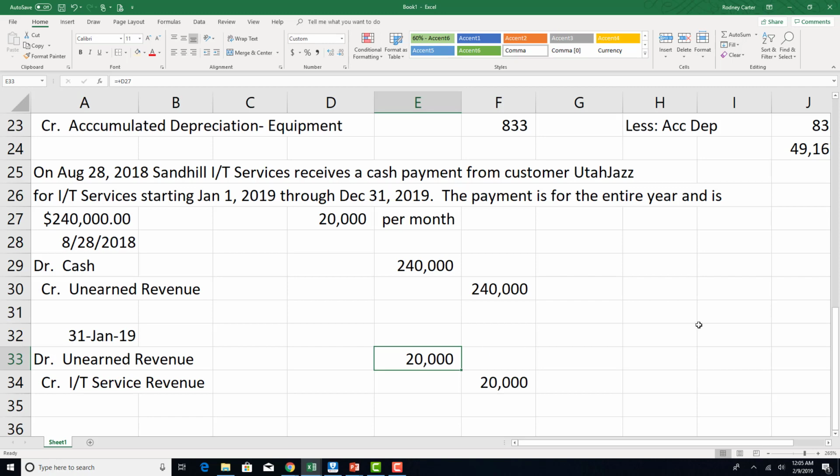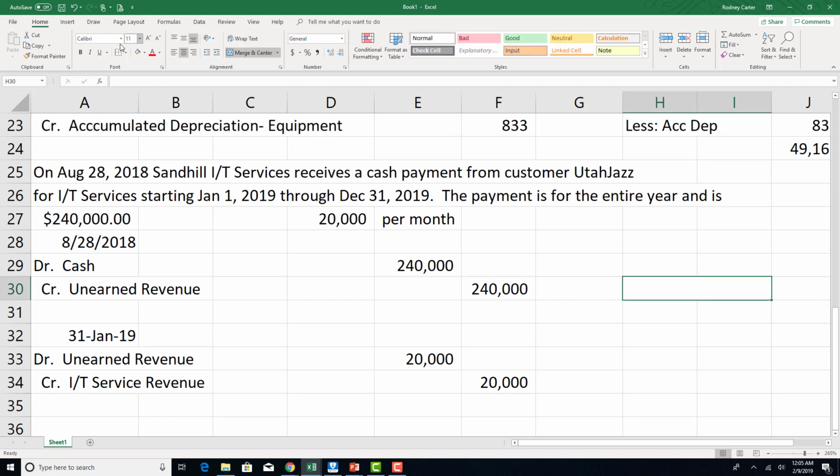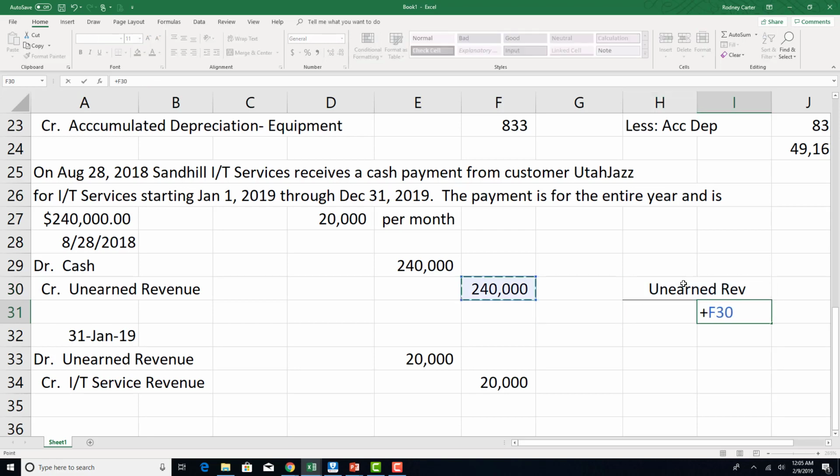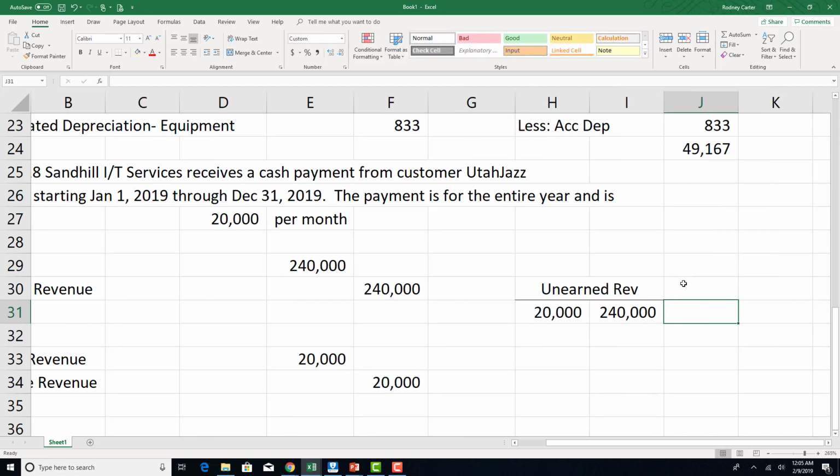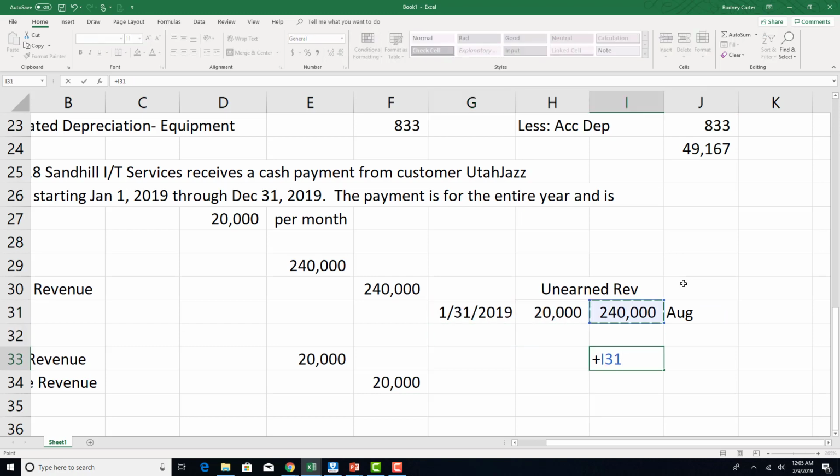What's the balance in unearned revenue right now? That's the question I have for you. The balance is, we started with 240, and then we made this adjustment. So this was an August payment, right? And then here's 01/31/2019, the first month in which we used it. So the balance would be 220 as a credit. So the balance sheet would show $220,000 of unearned revenue as a liability at January 31st.